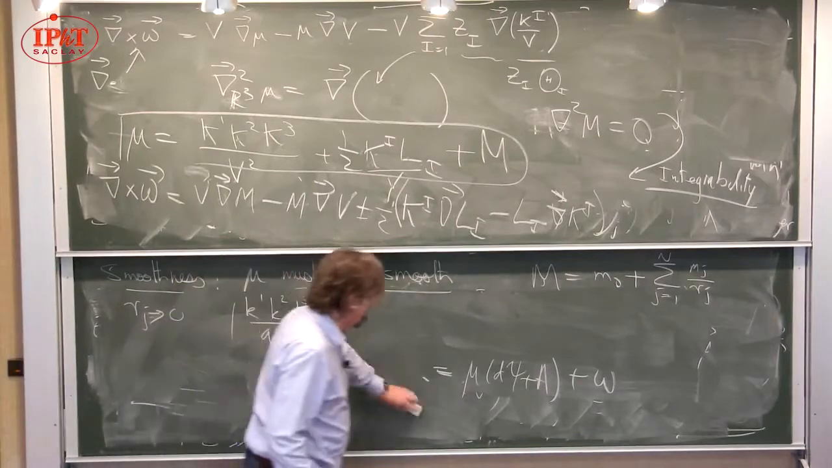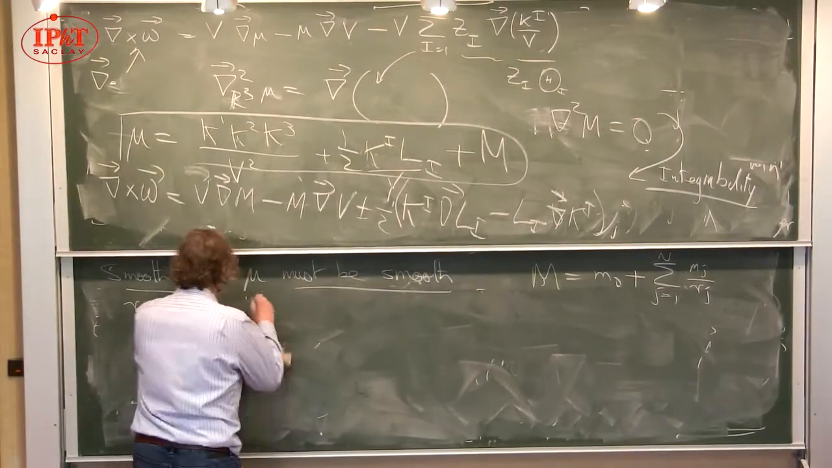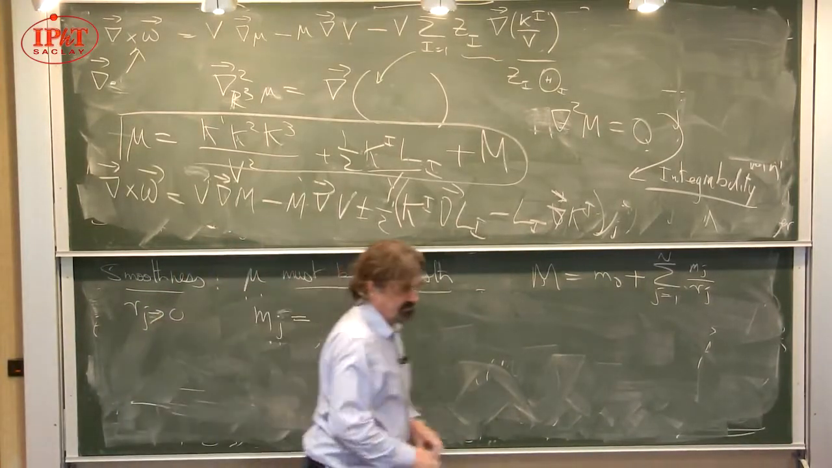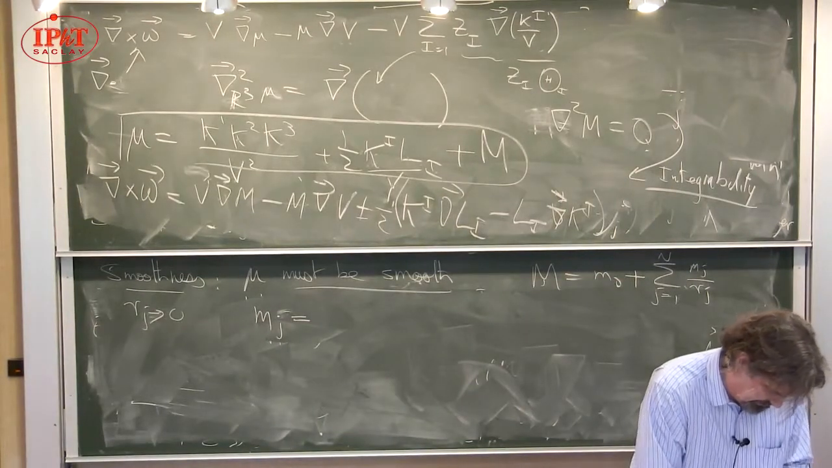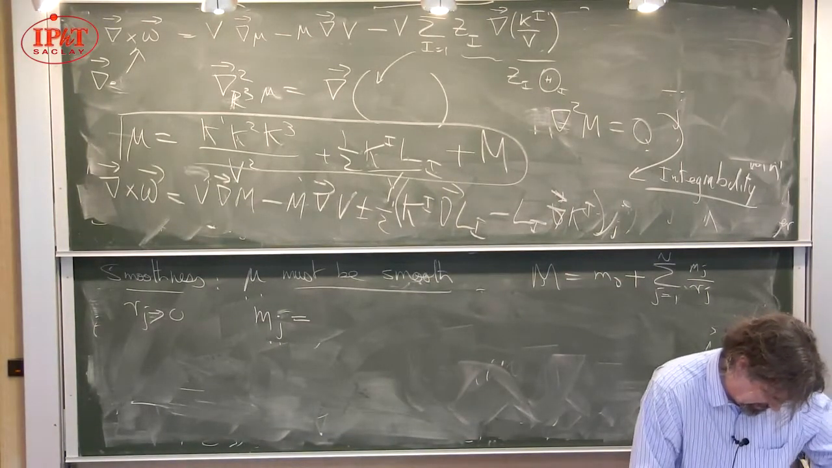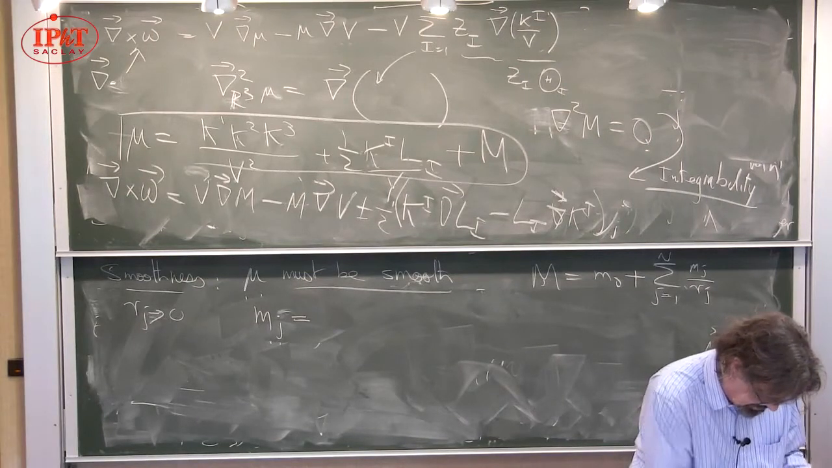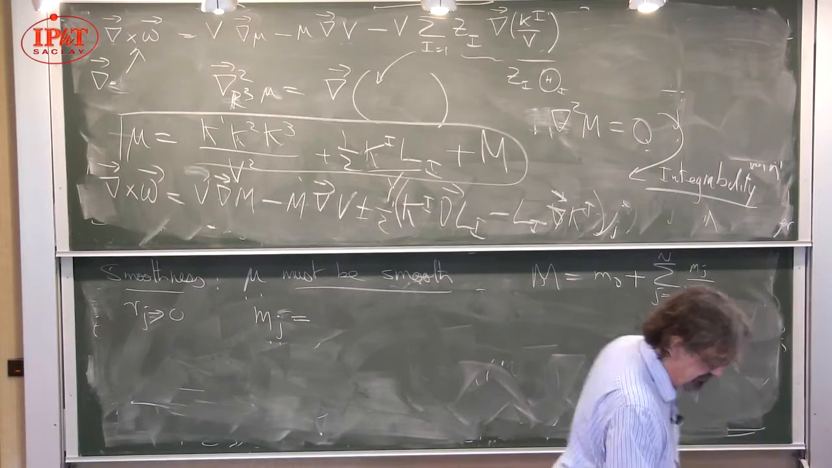So in fact, hardly surprisingly, smoothness requires Mj is equal to, what is it? Lost it. Mj is equal to, I'm getting ahead of myself, but I think it's useful to do it here. Mj is, where's it gone? 1/2.